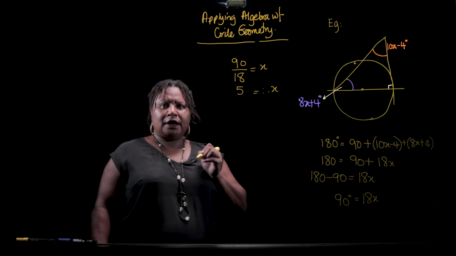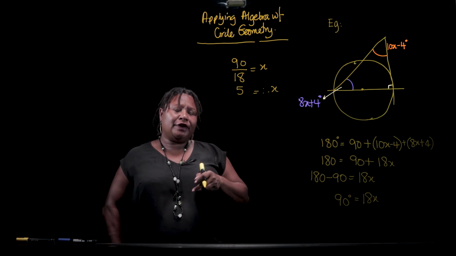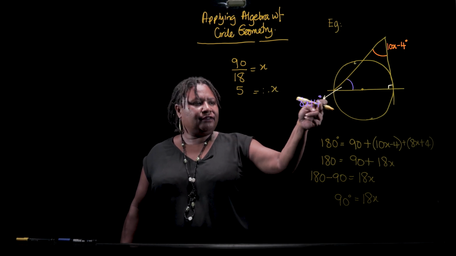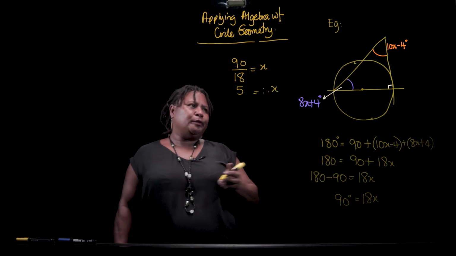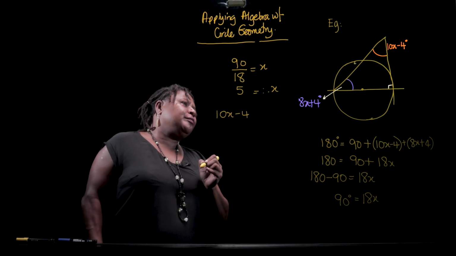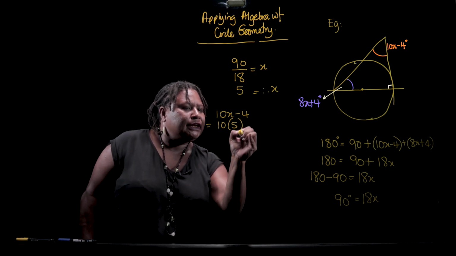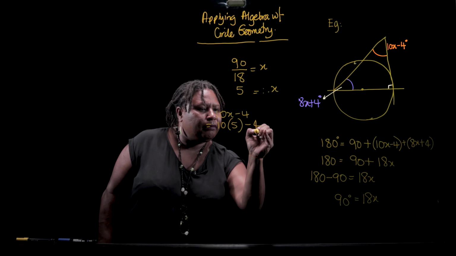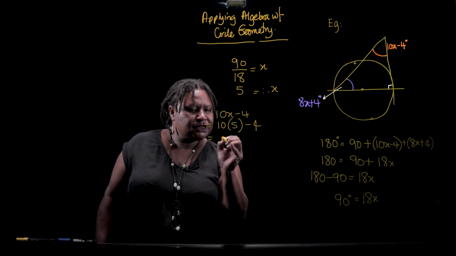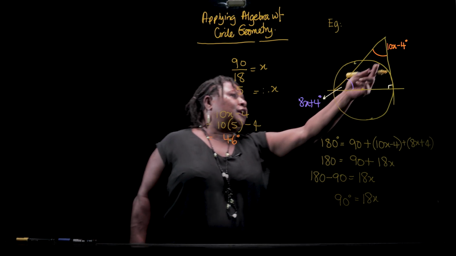Now, 5 is not the value of the angle. 5 represents x, that's the value of x. In order to find the angle, we have to substitute 5 into these expressions. The first angle is 10x minus 4, so 10 multiplied by, in place of x, write 5, minus 4. 10 times 5 is 50, minus 4 will give us 46. So that's the value of this angle.